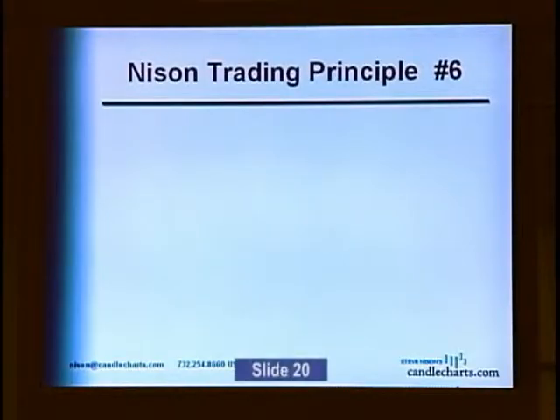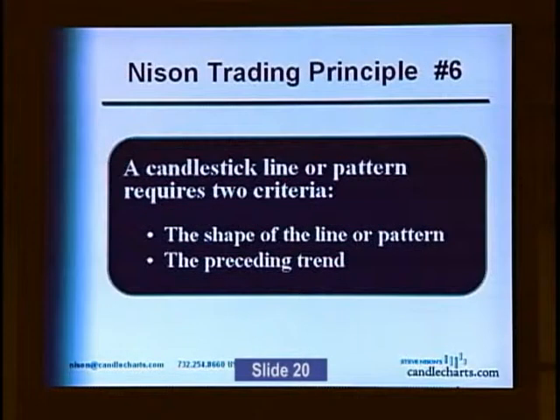We won't go through all of them, but one of them is that a candlestick line or signal requires 2 criteria. 1 is the shape of the candlestick line. 2 is the preceding trend. When I answered the gentleman's question before about using candles as reversals or momentum indicators, most candles are mainly reversal signals. If the market breaks the resistance set by a candlestick signal, then you could shift into momentum.